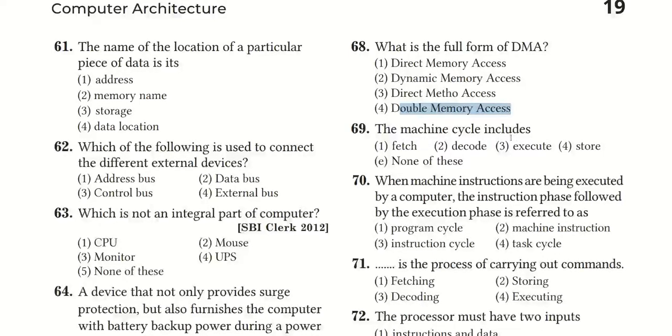The machine cycle includes none of these. The machine cycle does not include any of the fetch, decode, execute or store functions. When machine instructions are being executed by a computer, the instruction phase followed by the execution phase is referred to as the instruction cycle.